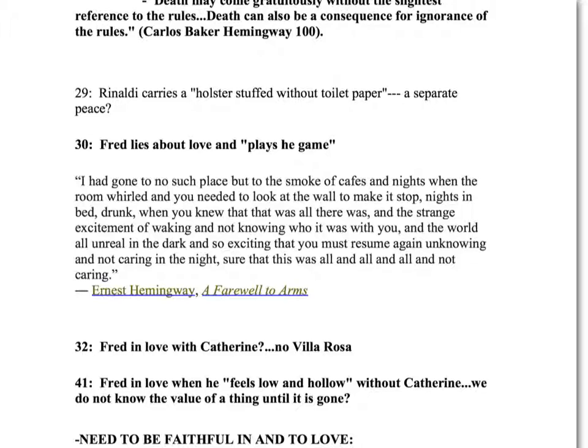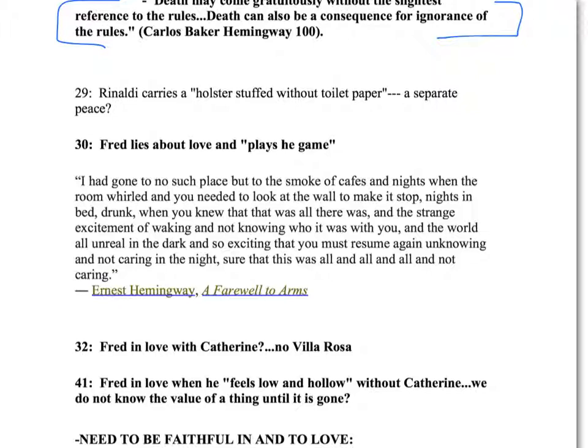Continuing on with the initiated and uninitiated in this novel, clearly Catherine Barclay, with her fiancé coming home in bits and pieces, has no faith in the noble purpose of war, and she's very much aware that death can come gratuitously, as it says at the top here, without the slightest reference to the rules. Death can also come as a consequence for ignorance of the rules. Either way, death is coming. And it does matter how one approaches death.